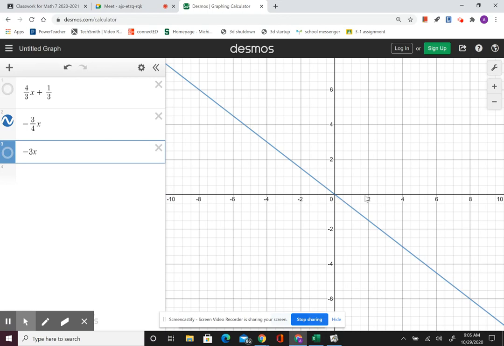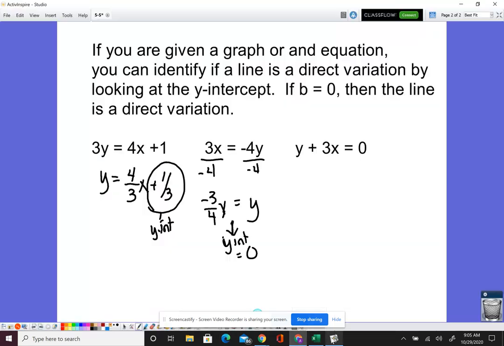So from a graph perspective, you don't have to look at the equation. You can just look and see, is it a line, and does it go through the origin? Because that's where the y-intercept would be 0.